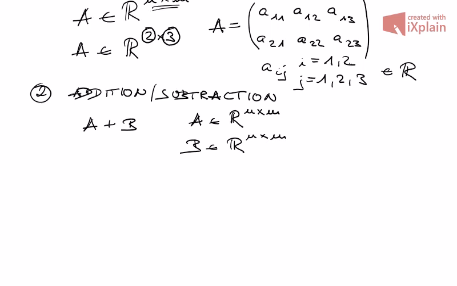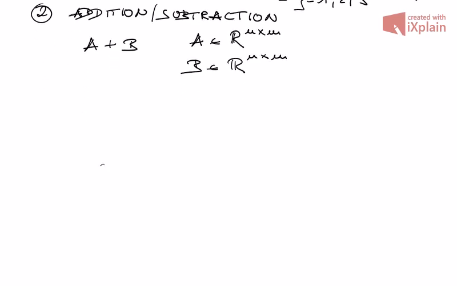So for example, if A is a 2 by 2 matrix, you cannot add a matrix that is 2 by 3 to it. And that's just definition. It will become really clear why this is the case, because addition and subtraction of matrices is an element-wise procedure. So let's write out what our A and B are.